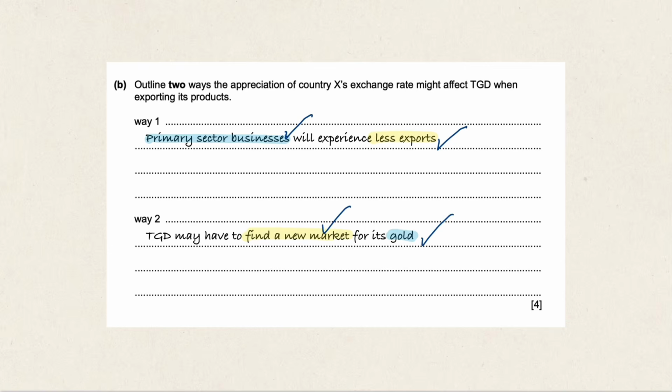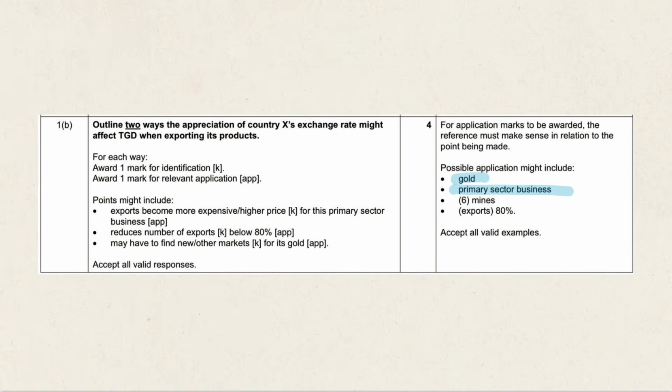Here is a top tip for the application marks. The business and the business owners' names, although you are allowed to use them in your answers, will not be awarded marks. And if the application is in the question, in this case, country X, you will not be awarded application marks, even though it is shown in the case study. And another tip is that you can use the same application for question B, C, and D, as long as your application isn't in the question. And here's the mark scheme. And as you can see, I have used gold and primary sector business.